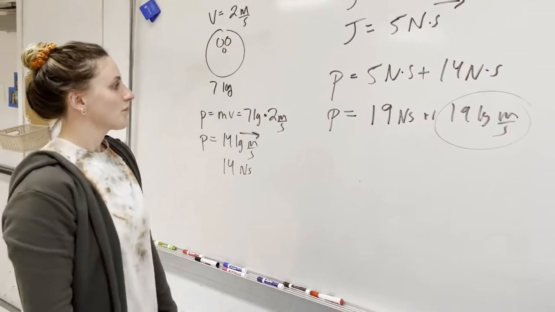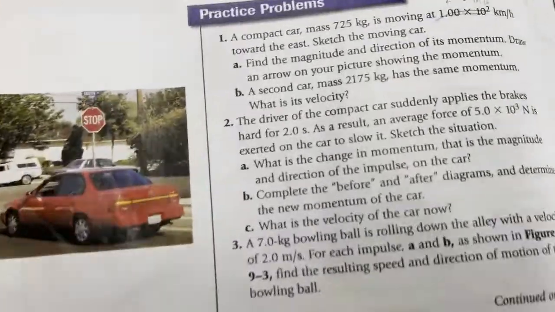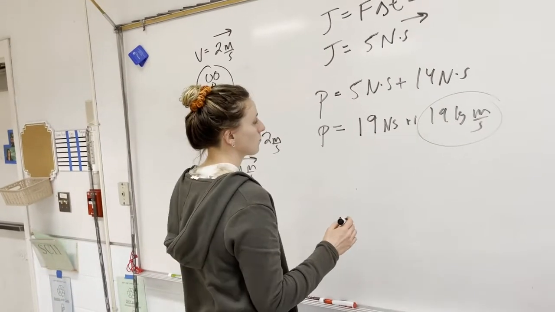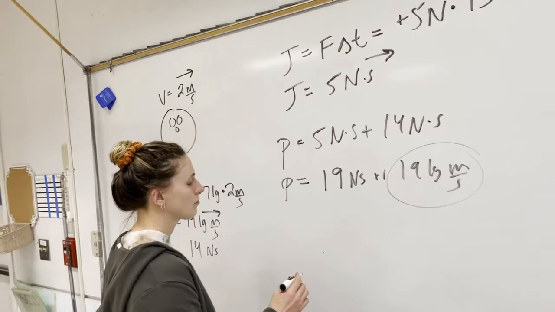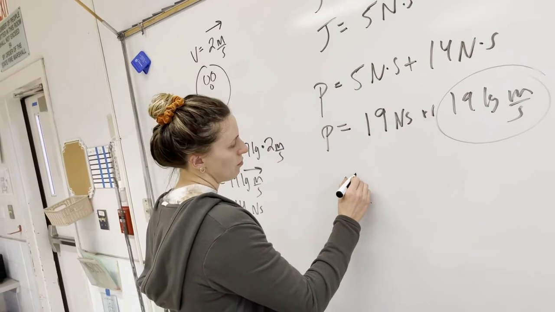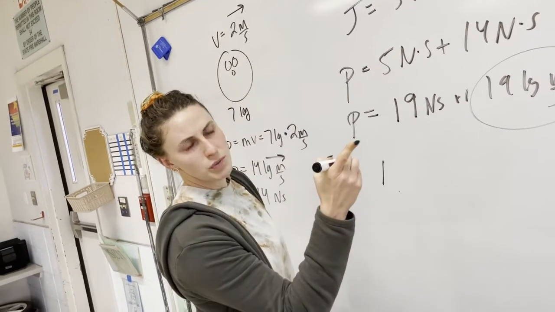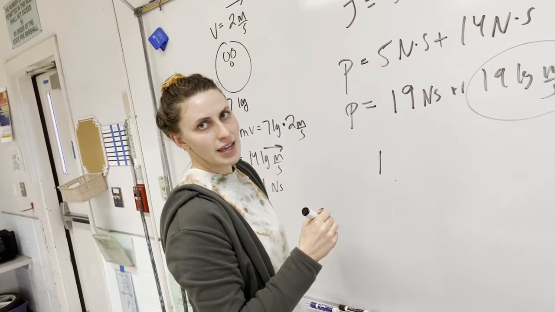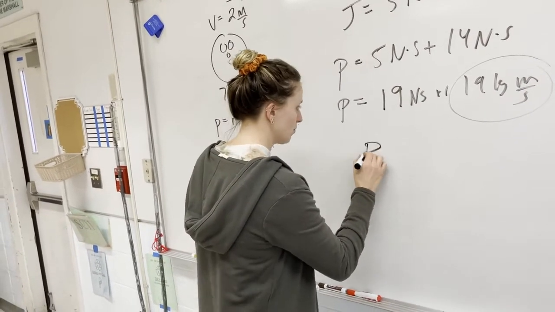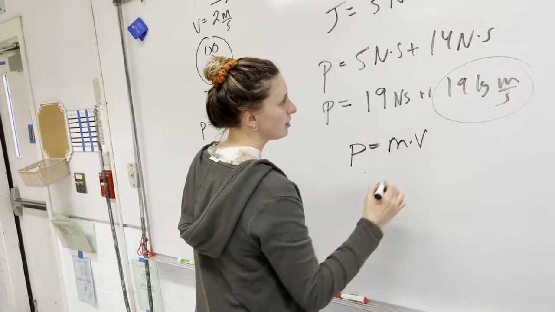Okay, so then the question is, what's the speed of the bowling ball after this impulse? So we've got the momentum. How can we find the velocity? All we need is p is equal to mv. Okay, so p is equal to m times v.